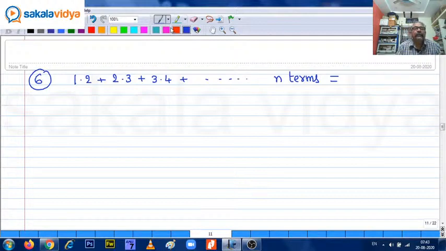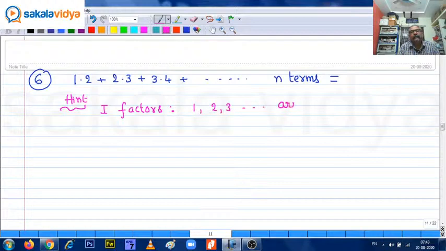Here, in this problem, the first factors 1, 2, 3 are in AP. The second factors 2, 3, 4 are in AP.